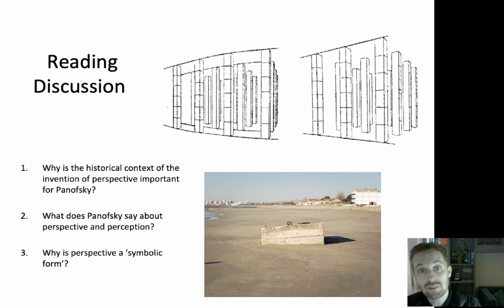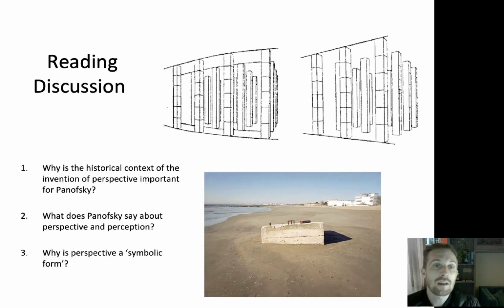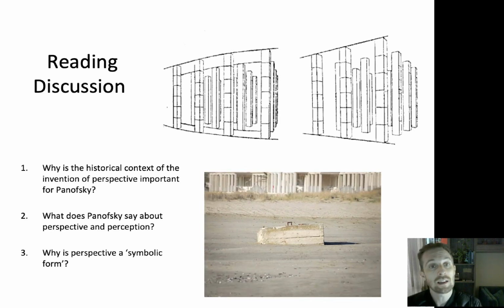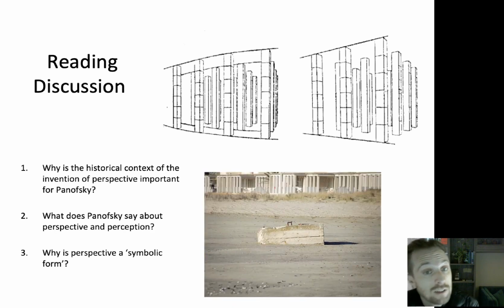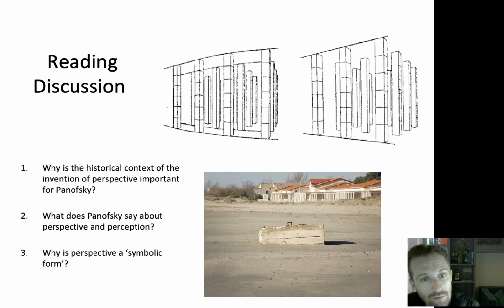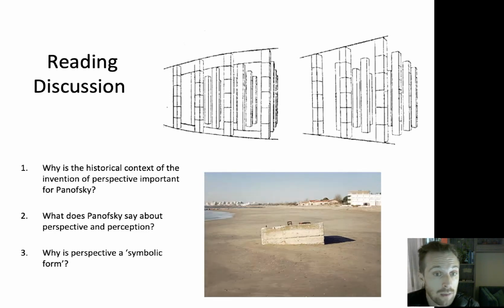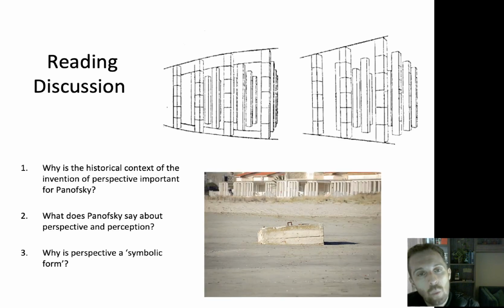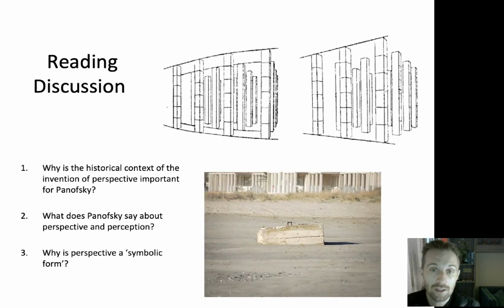Okay, so this brings us to the end of the lecture. And now in our live discussion, I'd like our reading leaders to, first of all, tell us what is the historical context of the invention of perspective and why was this important for Panofsky? What does Panofsky say about perspective and perception? And why is perspective considered a symbolic form by Panofsky?